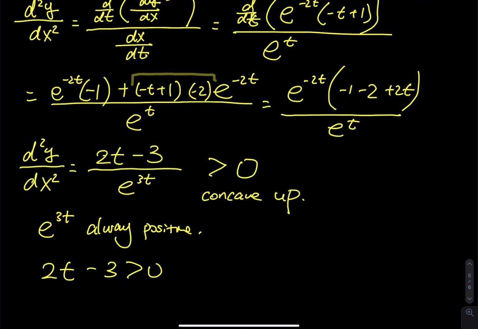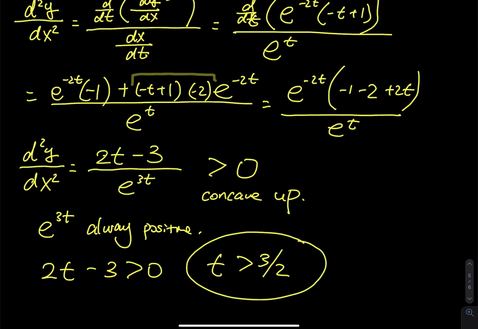And then all you have to do is solve this linear inequality. You add 3 on both sides and then divide both sides by 2. So t is greater than 3/2. So when t is greater than 3/2, the parametric curve is concave up. All right, so that will be the end of number 2. We still have one more problem to go. So the next one, we will move on to number 3.